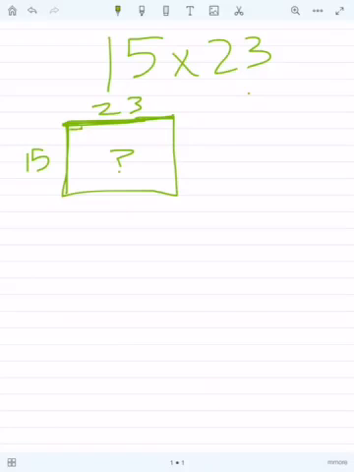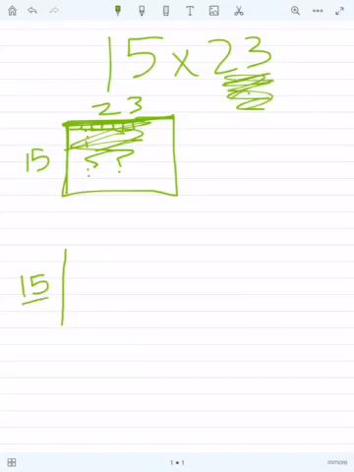Well, we could draw out 23 squares up here. That would take forever. And then draw it 15 times. No. So let's do what's called an open array. Okay? So let's take a look at it this way, where we keep the 15 the same. And then we break up the 23 into pieces, into its place value.